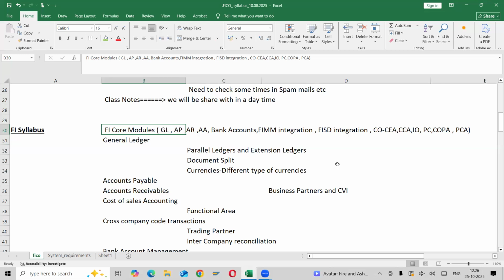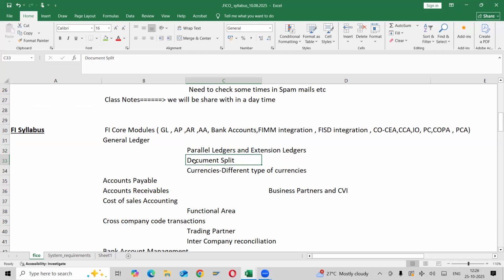Clear? And we are going to discuss parallel ledgers and extension ledgers. In SAP S4HANA, they came up with a new concept called extension ledgers. We are going to discuss each and every extension ledger type. Clear? Next, we will discuss document splitting.